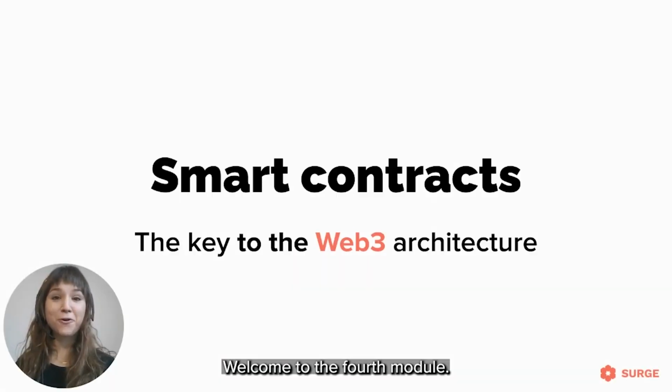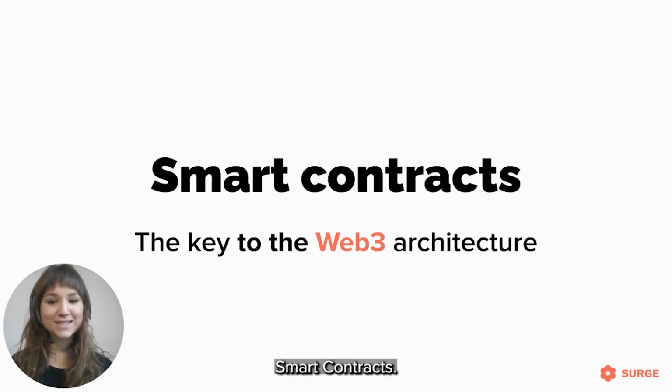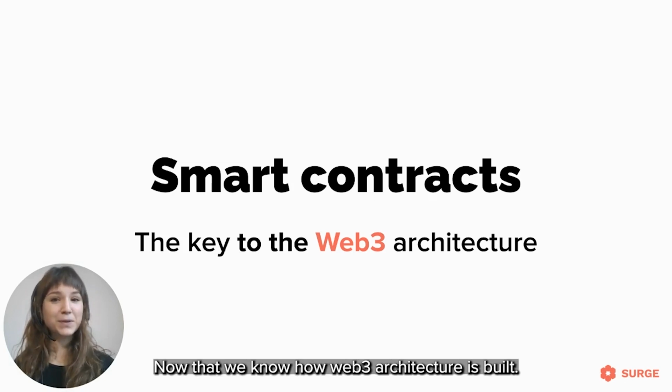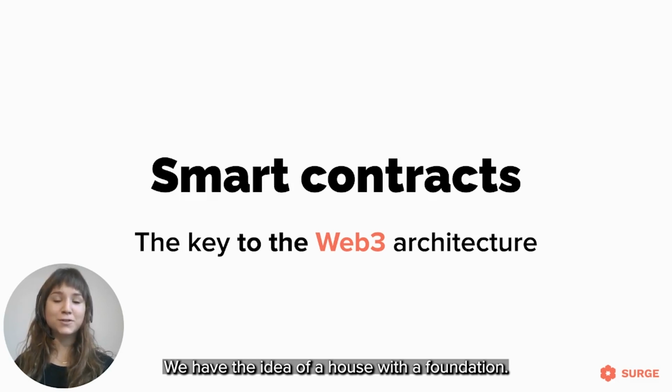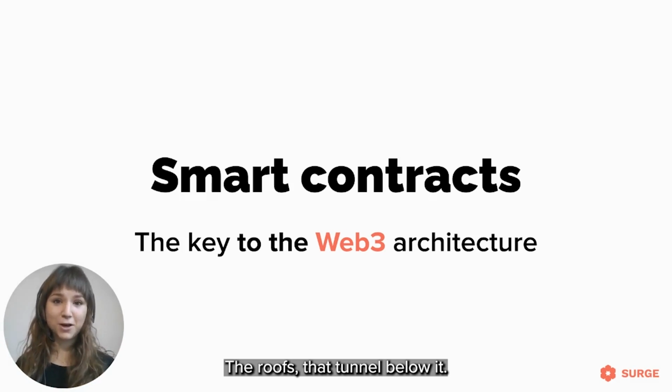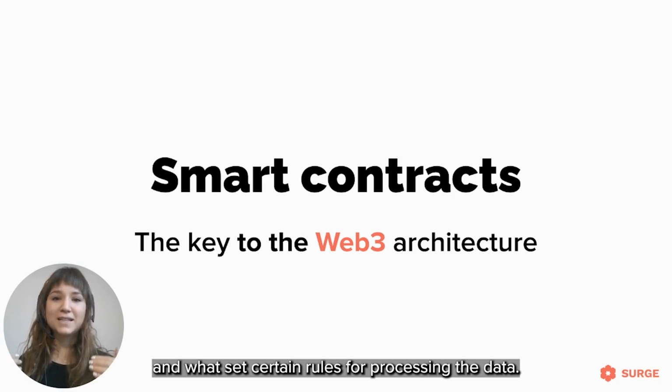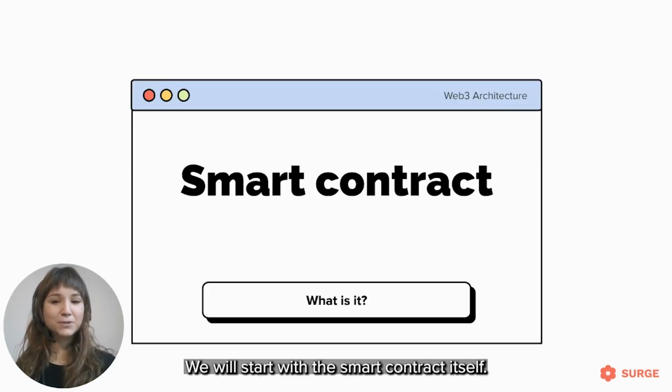Welcome to the fourth module, Smart Contracts, the key to the Web3 architecture. Now that we know how Web3 architecture is built, we have the idea of a house with a foundation, the roof, the tunnel below it. Let's actually now talk about what enables the different layers to perform transactions and what sets certain rules for processing the data. We will start with the smart contract itself.